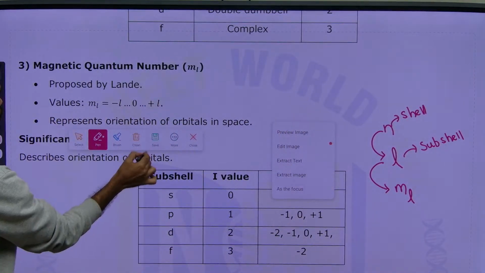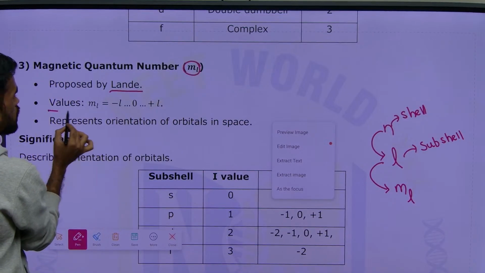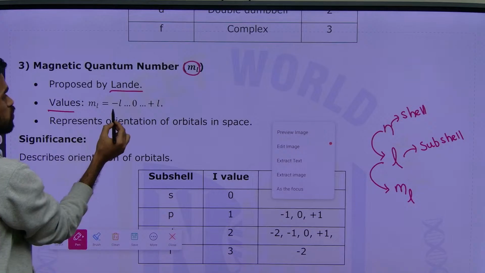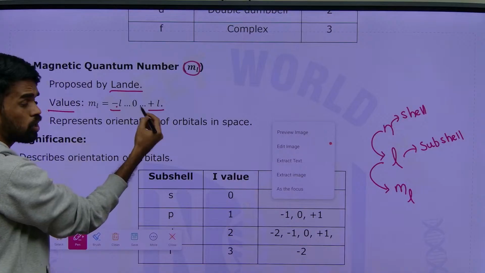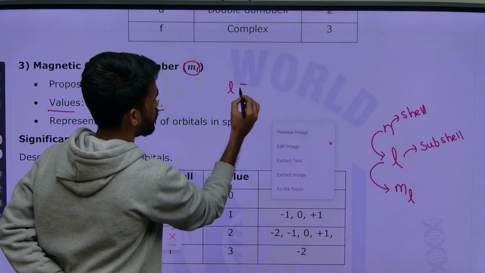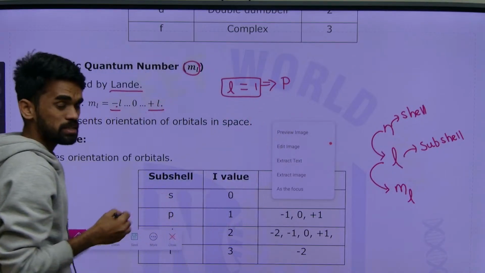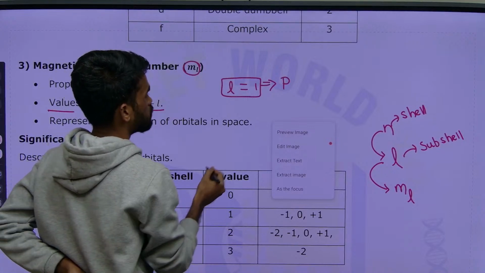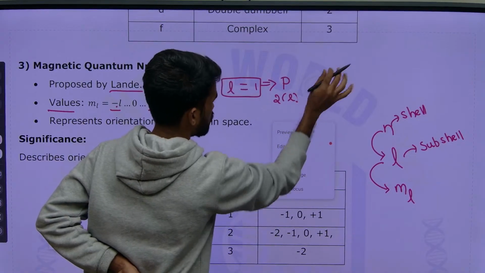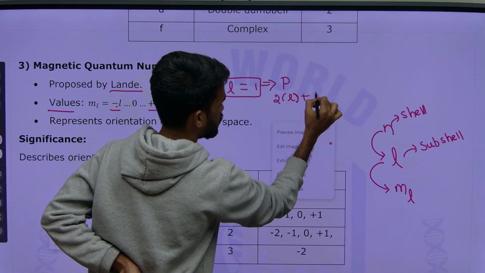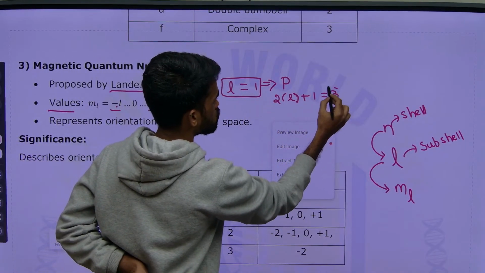Look at this, it is proposed by Lande, indicated with symbol ml. The values of magnetic quantum number vary from minus L to plus L, so minus L to 0 to plus L. For example, if L equals 1, this is p orbital. If L equals 1, how many orbitals are possible? Using the formula, the number of orbitals is 2L plus 1. If L equals 1, you will get 3.